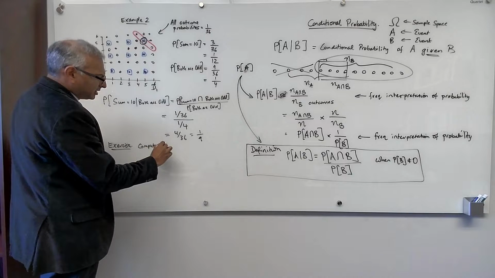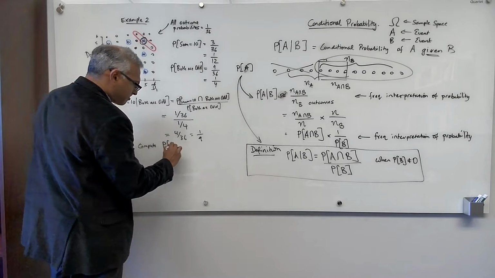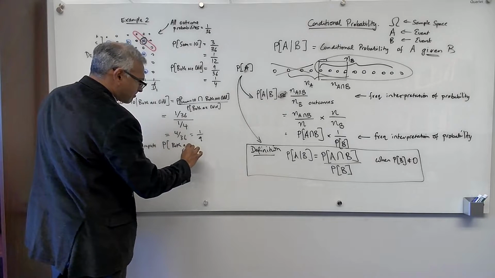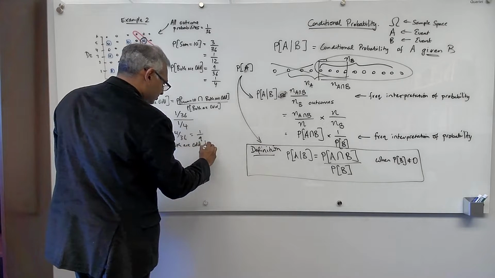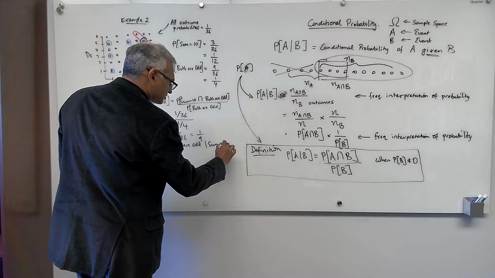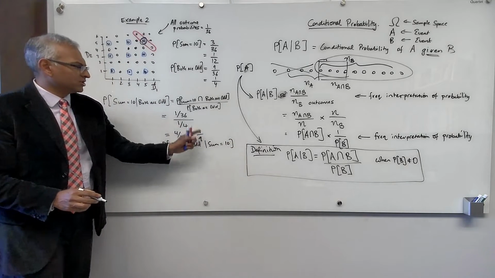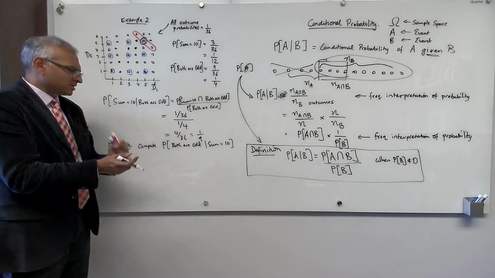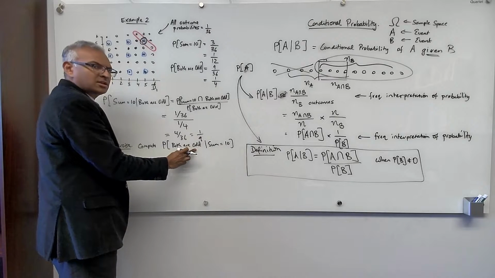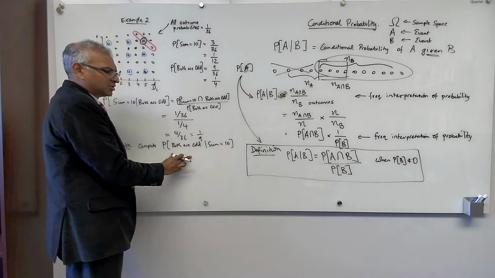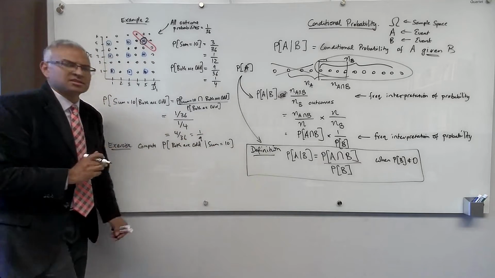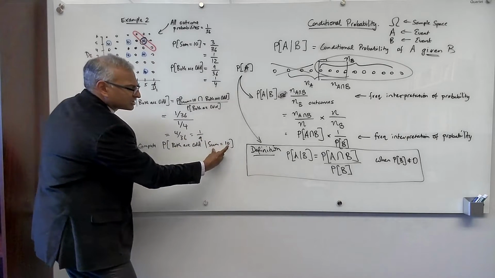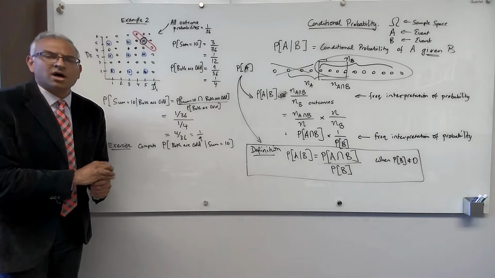Compute the probability that both are odd given that the sum equals 10. This is what we call the transposed conditional. I flipped the probability you're interested in and the information you have. Before, you roll a pair of dice and I tell you that both are odd; what are the chances that the sum is 10? Now I'm telling you that the sum is 10. What are the chances that both are odd?